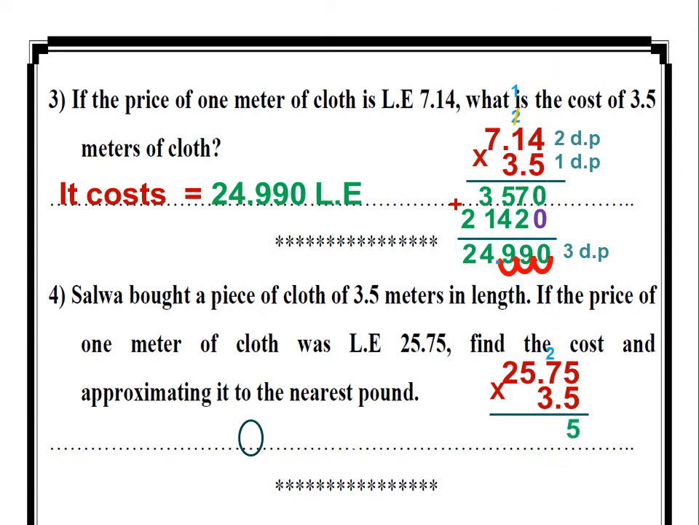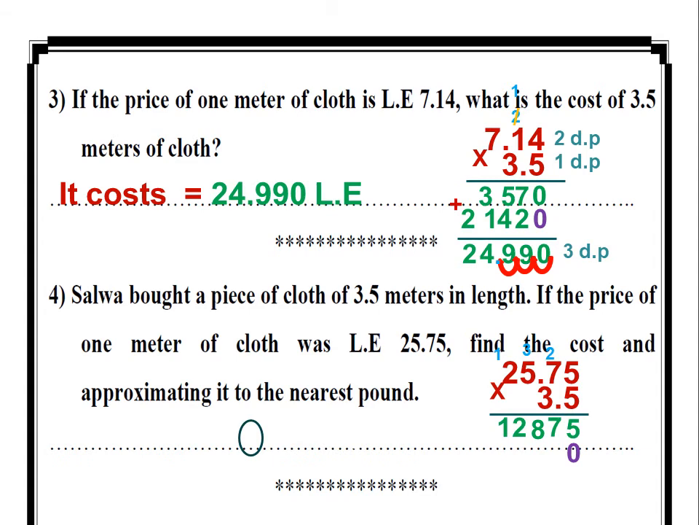5 times 5, which is 25. 5 and carry up the 2. 5 times 7, 35 plus 2, 37. 7 and carry up the 3. 5 times 5, which is 25 plus 3, 28. 8 and carry up the 2. 5 times 2, which is 10 plus 2, which is 12.